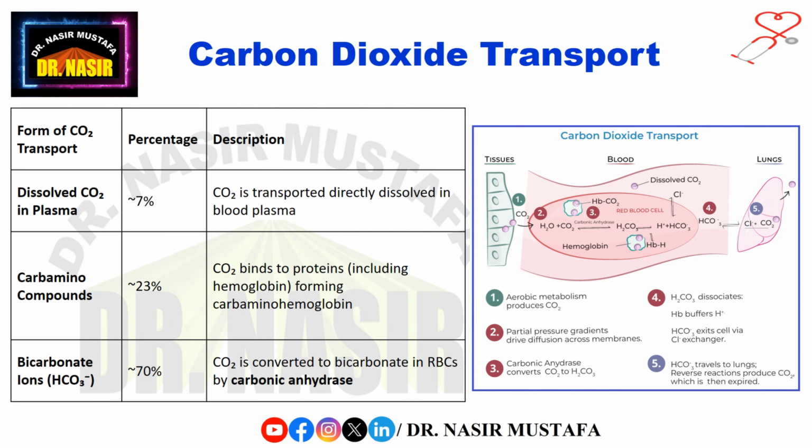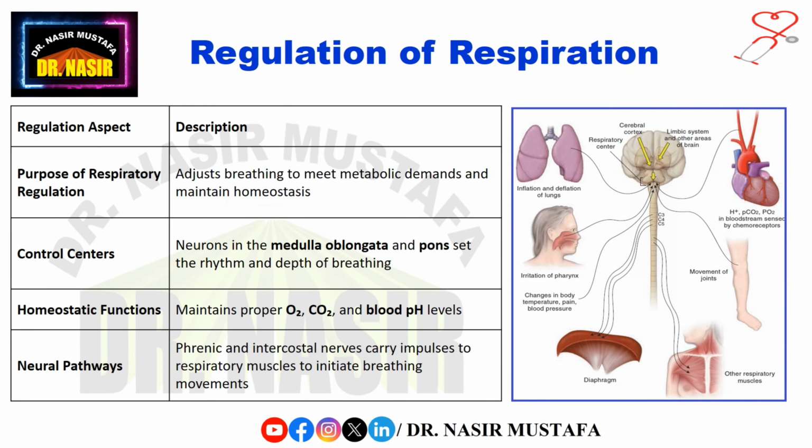Carbon dioxide is transported in the blood in three forms. About 7% is dissolved in plasma. About 23% forms carbamino compounds by binding to proteins, including hemoglobin. About 70% is converted to bicarbonate ions inside red blood cells due to the action of the enzyme carbonic anhydrase.